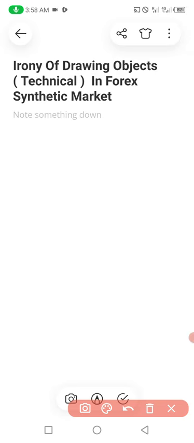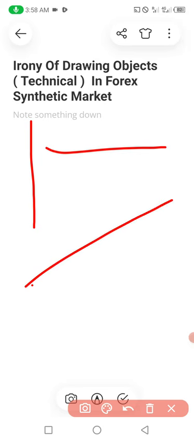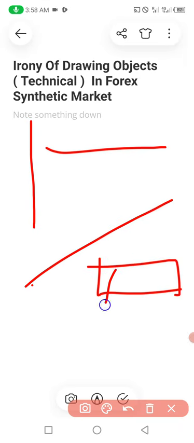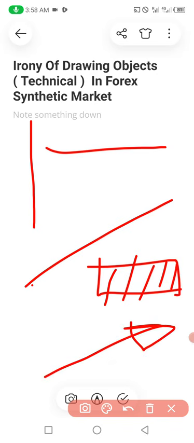For instance, you want to draw a vertical line, you're gonna use a tool like this. You want to draw a horizontal line, you're gonna use a tool like this. You want to draw a trend line, you're gonna use a tool like this. You want to draw zones, you're gonna use a tool like this. You want to draw something like arrows, you're gonna use a tool like this.